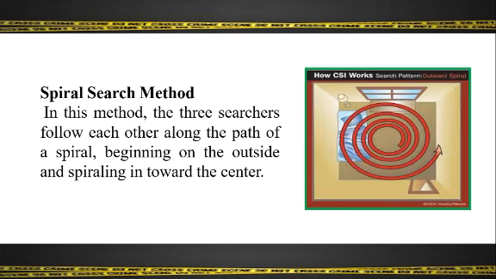In this method, the three searchers follow each other along the path of a spiral, beginning on the outside and spiraling in toward the center. So, this is well suited for larger indoor and outdoor crime scene with less obstacles, like furniture. So, the searcher will start either from the center of the room or outward or from the periphery inward.